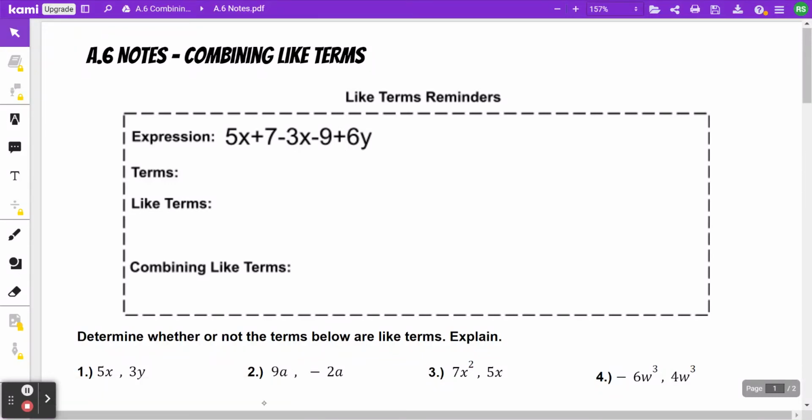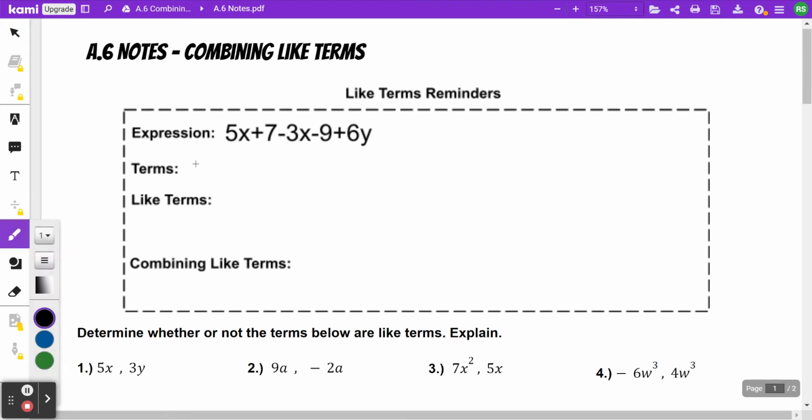All right, today we're going to do a quick refresher on like terms and combining like terms, okay? Because when we solve equations, we're going to deal a lot with like terms. So up here we have a mathematical expression. The terms of that expression are the values separated by our plus and our minus sign. So like 5x would be a term, 7 would be a term, negative 3x is a term, negative 9 is a term, and 6y is a term.